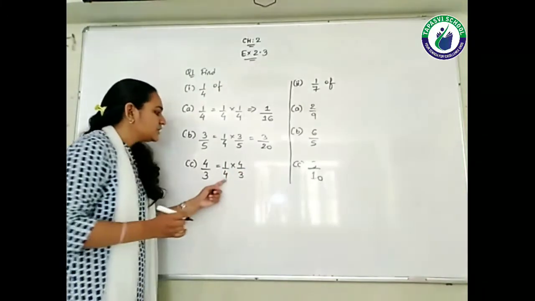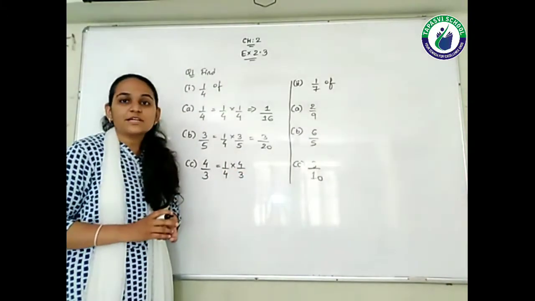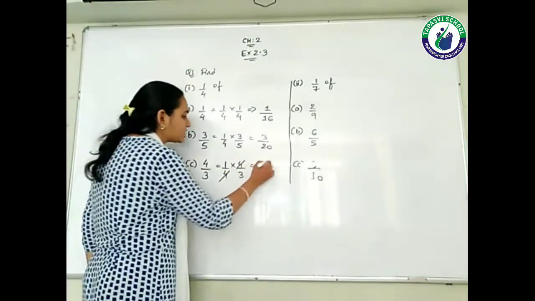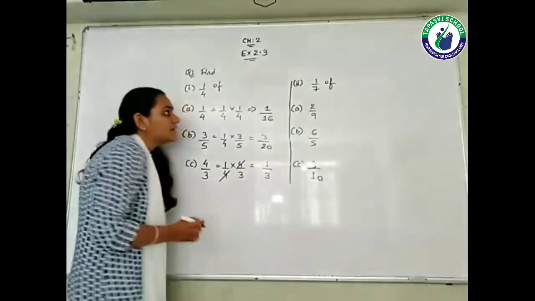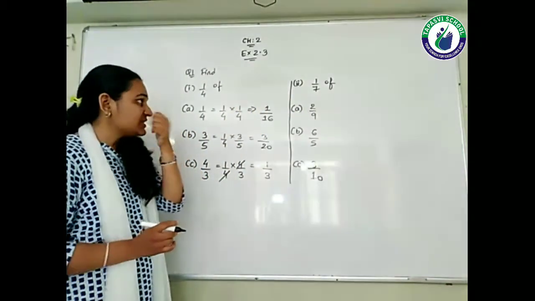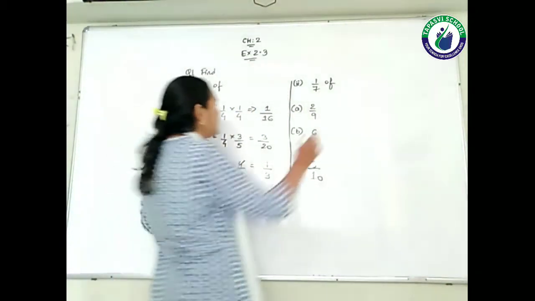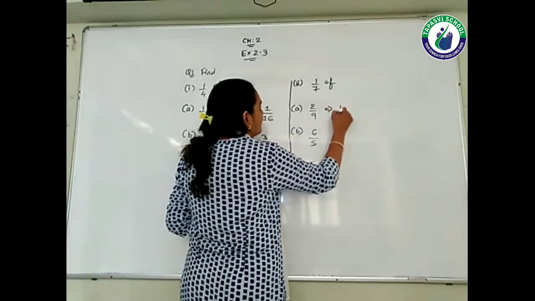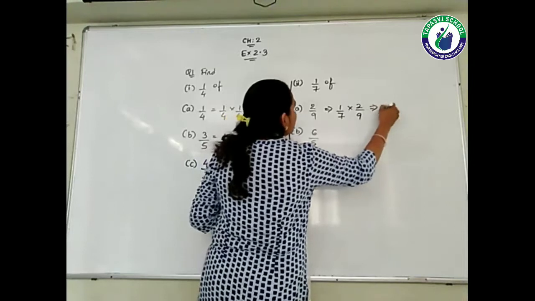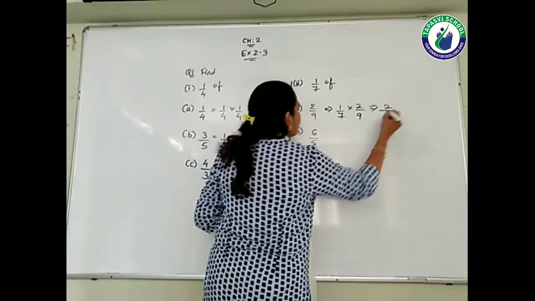Next one is 1 by 4 of 4 by 3. See here, students, your denominator and numerator values are the same. So here you can cut down. So I am cutting 4 and 4. So I will get 1 by 3. Now the same question is there, but with different fractions. So 1 by 7 of 2 by 9. So 1 2s are 2 and 7 9s are 63.